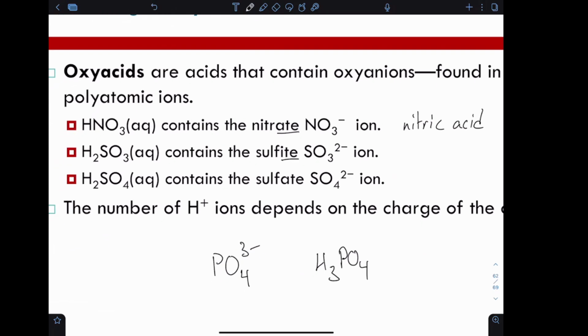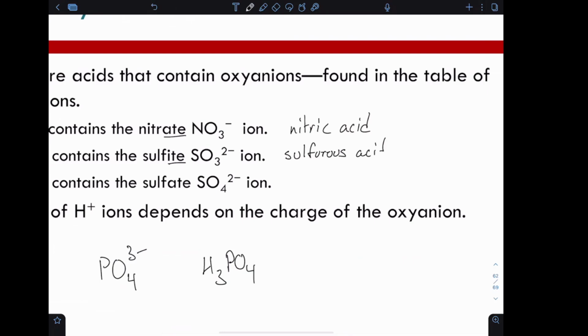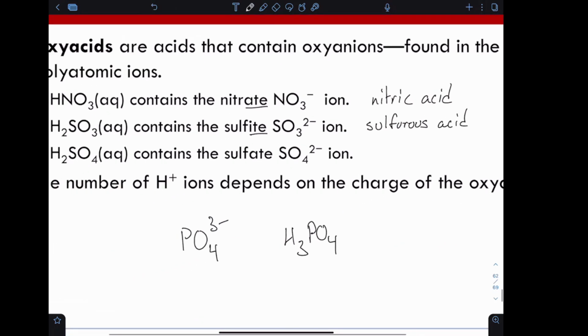Sulfite has an ITE ending. So that's sulfurous acid. And then on this last one, again, we have ATE. And so that ATE, just like with nitrate to nitric acid, is sulfate, sulfuric acid.